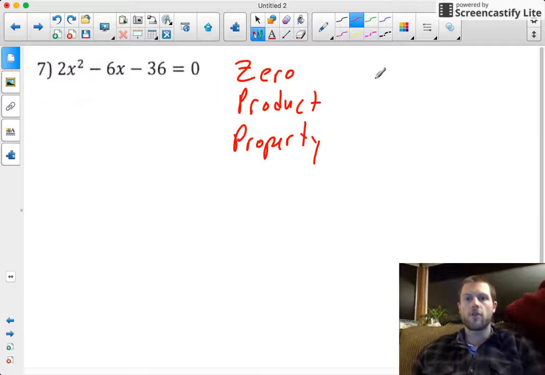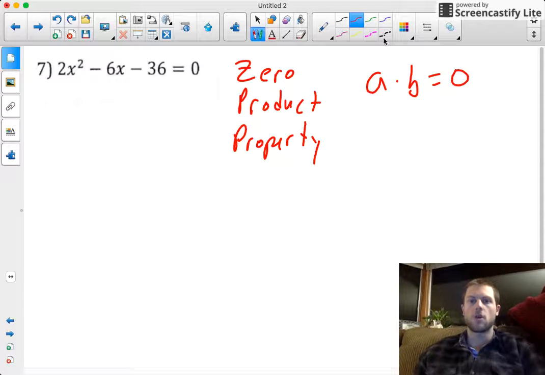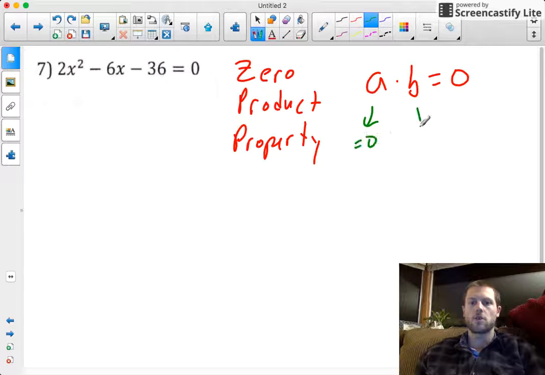What this states is that if you've got two numbers, a times b, and their product is equal to 0, we know that either one of these or both of these is going to equal 0. So we want this quadratic to look like something times something. So we need to factor this.